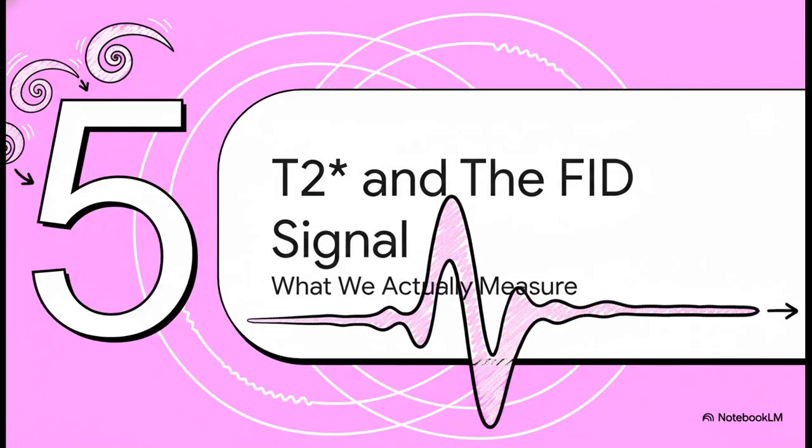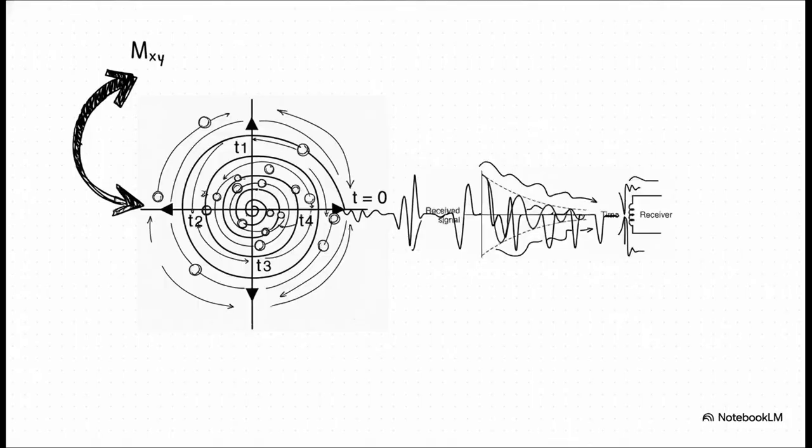Okay, so we've got two causes for dephasing, one internal, one external. Now it's time to put these two things together to understand what the MRI scanner actually sees. And this is where we meet the third and final member of our relaxation time family, the mysterious and very important T2 star. This is a fantastic illustration.